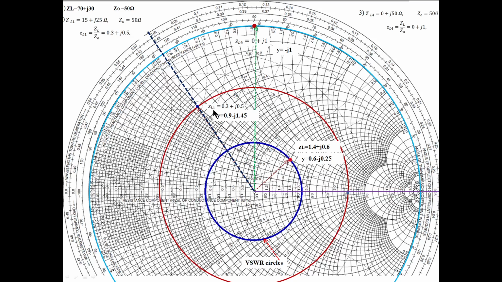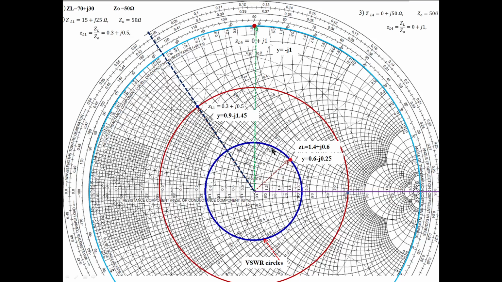Similarly, if the load is this, you should start from here and move like this. What is the value you read here, and what is the wavelength value you read here? Take the difference. That gives the distance from here to here. That is the maxima distance for this load, ZL.